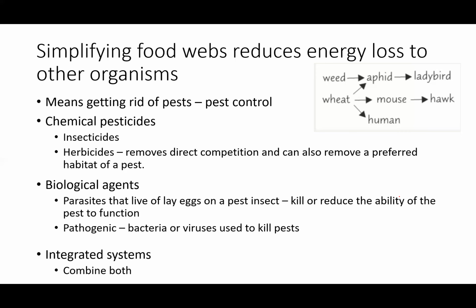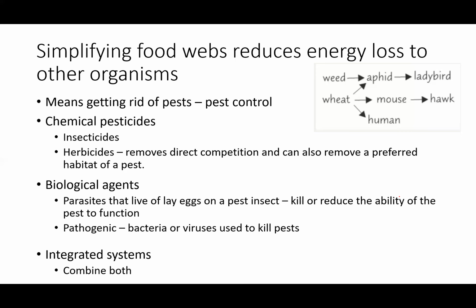So farmers can reduce pest numbers using chemical pesticides. So we'll go through a couple of examples of chemical pesticides. They could use insecticides. Insecticides kill insect pests that eat and damage the crops. So in this example, the aphid would be an insect that would be killed by an insecticide. Killing insect pests means less biomass is lost from the crops. So the crops are able to grow larger, which means your net primary production is a lot greater.